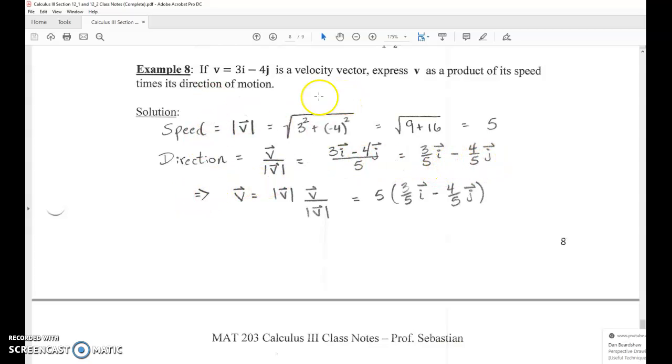So this was just an understanding of vocabulary example more than anything, because notice that this just says v equals v, because the magnitudes or the lengths cancel out. But when you write it as its magnitude times its direction, the magnitude is the length, and the direction is making a unit vector. This is the way to write it. So 5 times the vector 3/5 i minus 4/5 j.